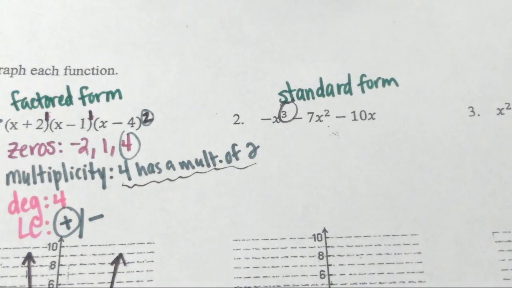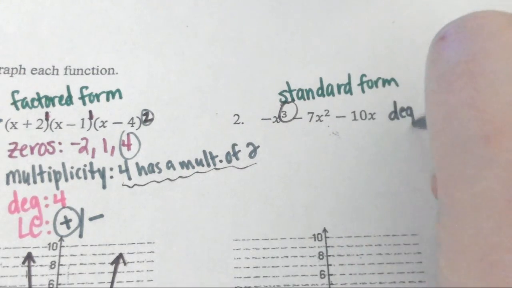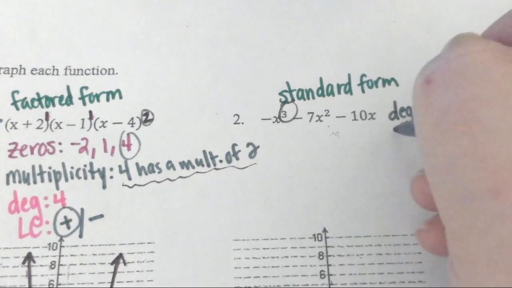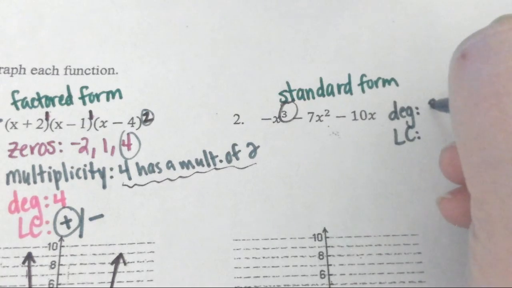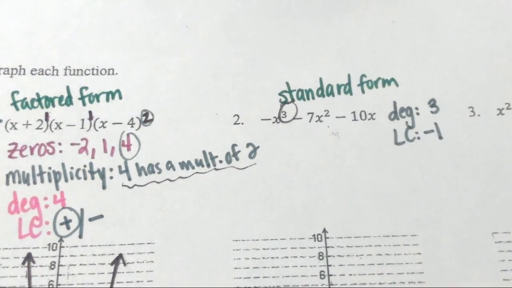Okay, so while I'm going to have to work to get the zeros, I don't have to work for the degree or the leading coefficient. What is the degree on number 2? And what's the leading coefficient? And we got to be specific. It's -1. Again, I'm mostly focusing on that negative sign today. But yes, on the test tomorrow, if there's a number, you need to give it.